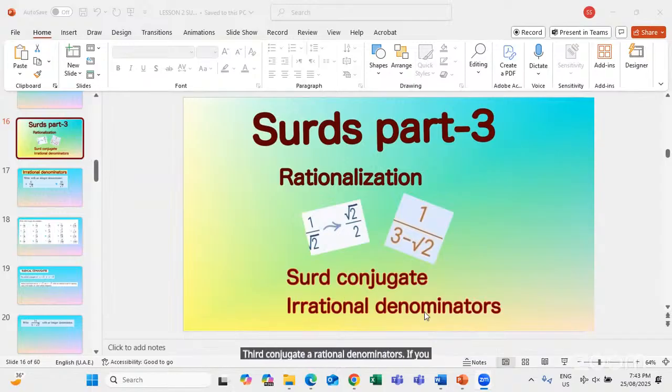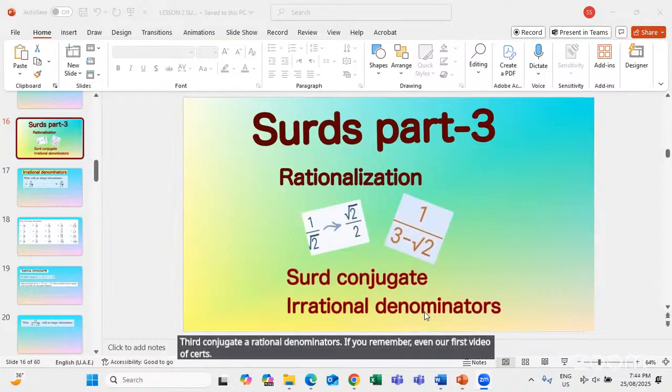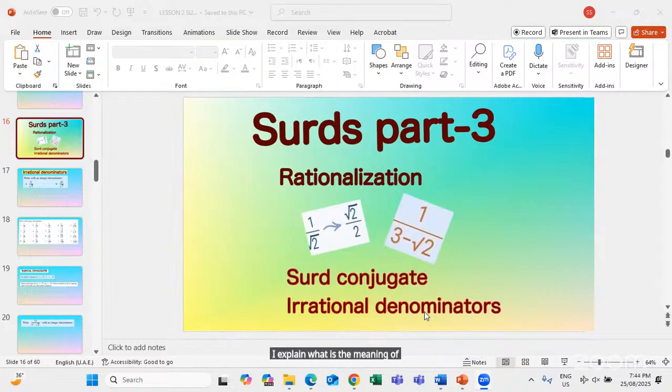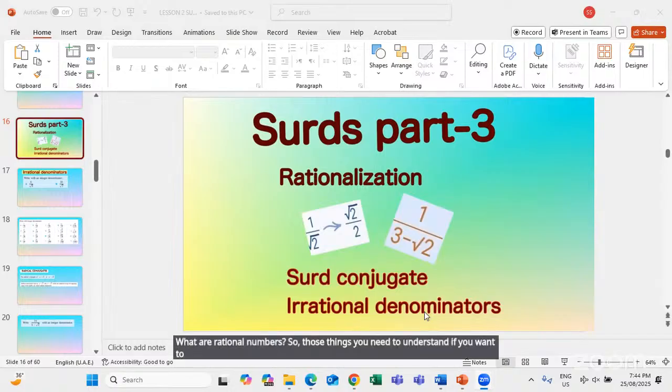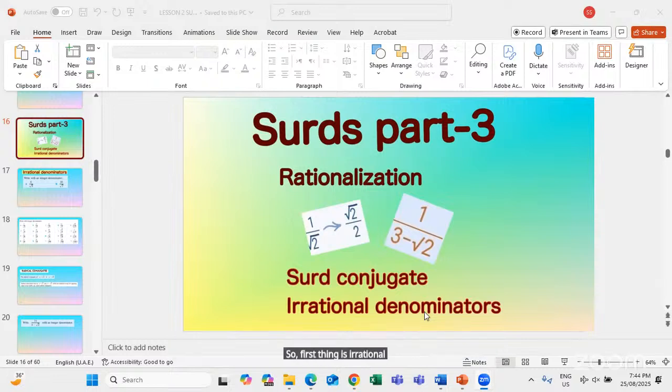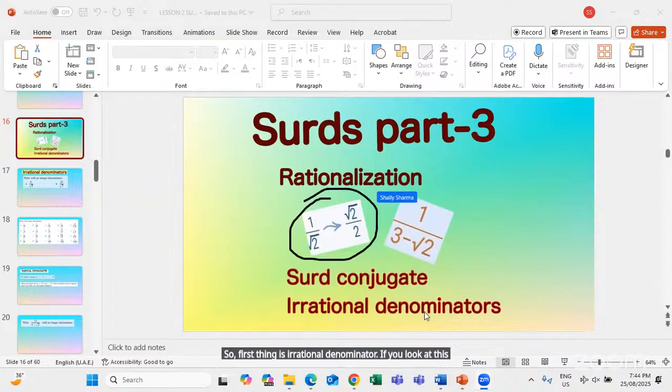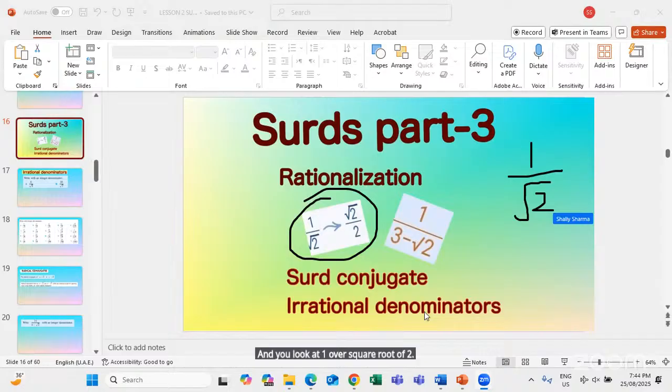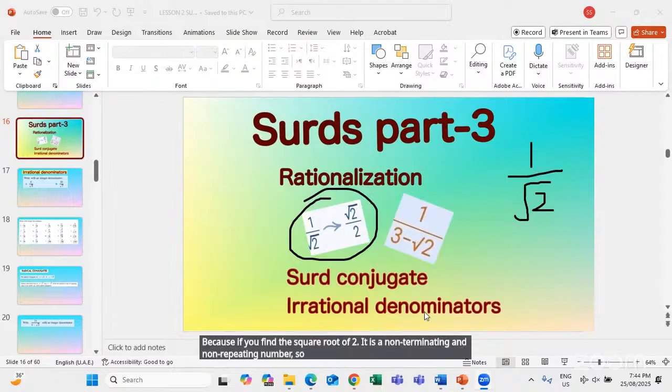If you remember even our first video of surds, I explained what is the meaning of surds, what are irrational numbers, what are rational numbers. So those things you need to understand if you want to understand what is the meaning of rationalization. So first thing is irrational denominator. If you look at this diagram here and you look at 1 over square root of 2, square root of 2 is an irrational number because if you find the square root of 2, it is a non-terminating and non-repeating number. So we call it an irrational number.